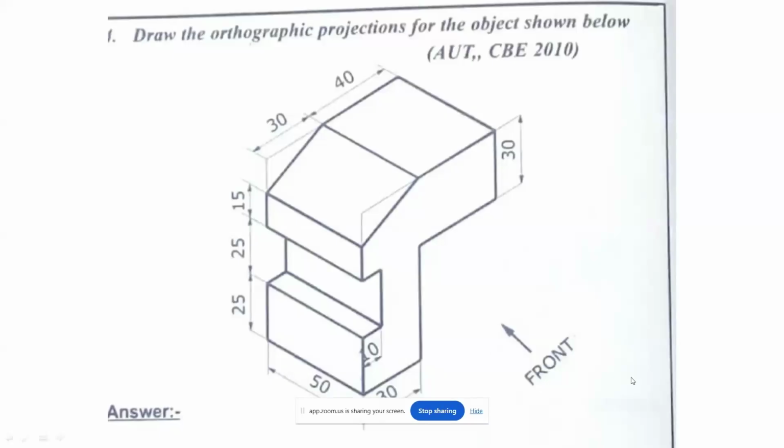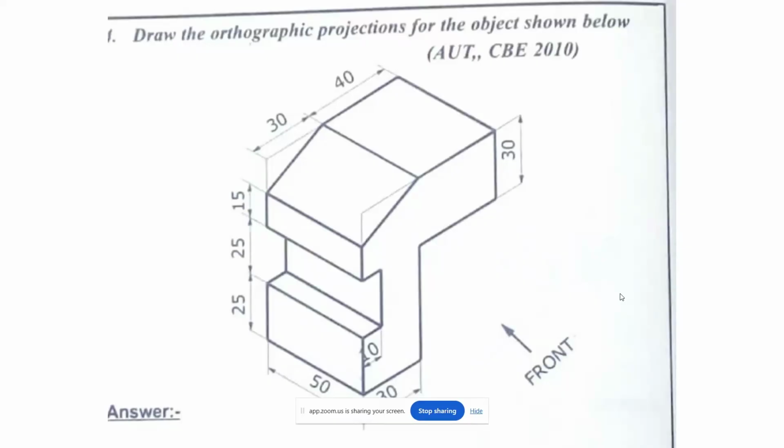The arrow mark indicates the front view. As I told you, we Indians, in the Asian countries, follow the first angle projection. So the front view will be in the center of the sheet, the top view will be below the front view, the left side view will be on the right hand side, and the right side view will be on the left hand side.